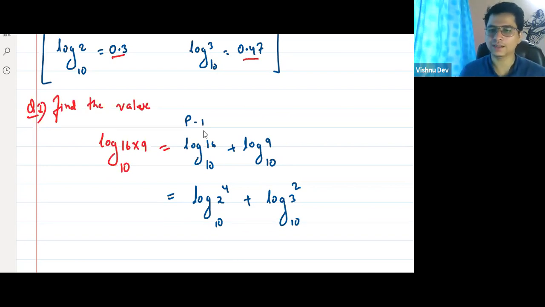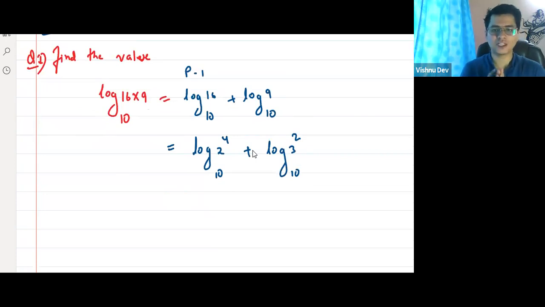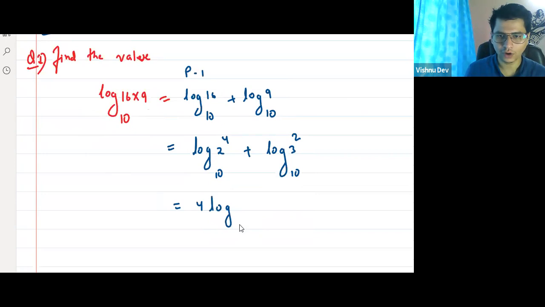Clear? Crystal clear? Easy? Now, which property to use? Tell me, which property can I use over here? The third property. Very good. So can I write it like this: 4 log 2 base 10 plus 2 log 3 base 10.